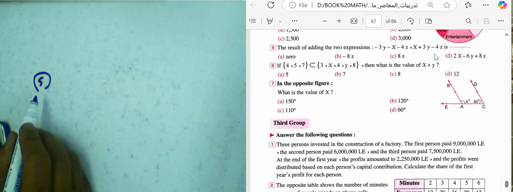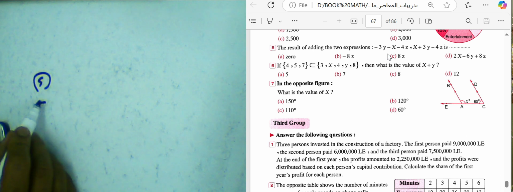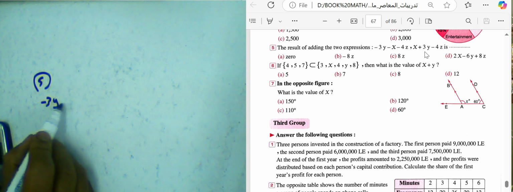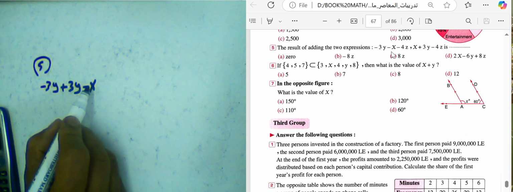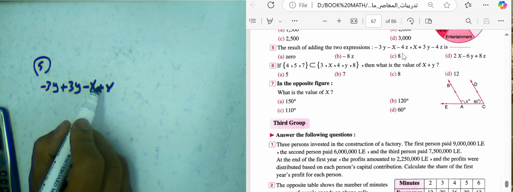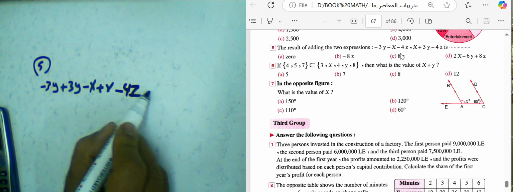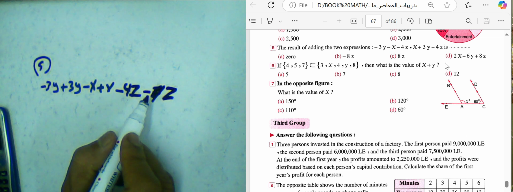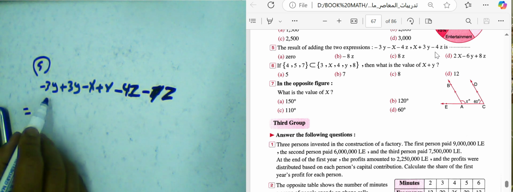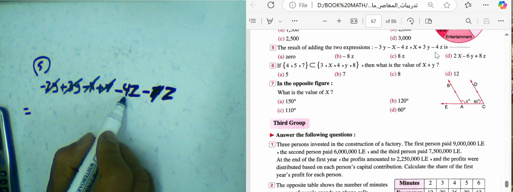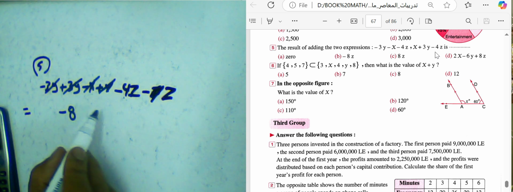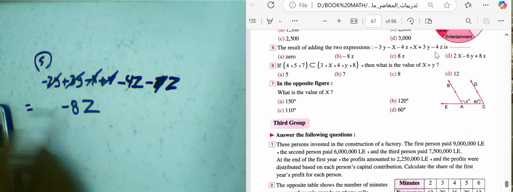So when you add, you take negative 3y, and the like terms: negative 3y plus 3y, and negative x and positive x, and negative 4z and negative 4z. And then we can write negative 3y and positive 3y will be 0, negative x plus x is 0, negative 4z and negative 4z will be negative 8z. The answer will be negative 8z, which is letter B.